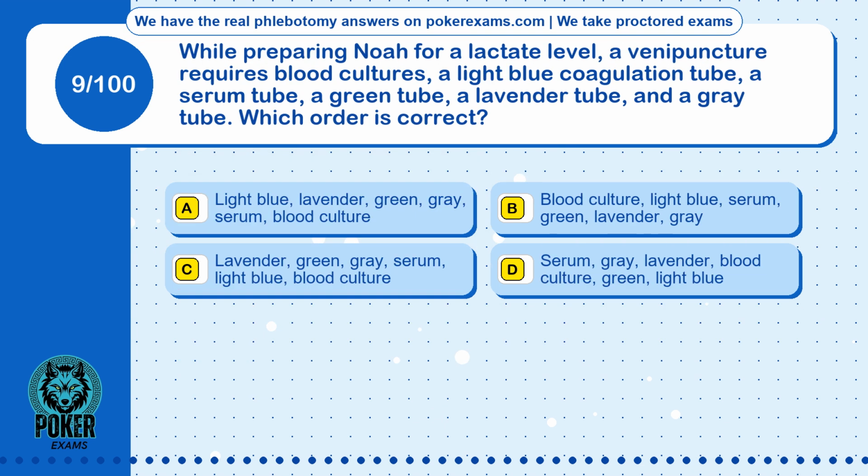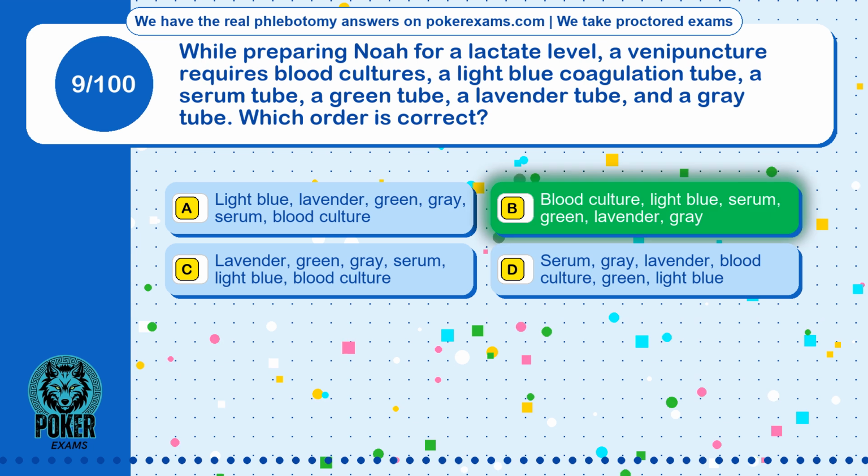Question 9. While preparing for a lactate level, a venipuncture requires blood cultures, a light blue coagulation tube, a serum tube, a green tube, a lavender tube, and a gray tube. Which order is correct? Option A. Light blue, lavender, green, gray, serum, blood culture. Option B. Blood culture, light blue, serum, green, lavender, gray. Option C. Lavender, green, gray, serum, light blue, blood culture. Option D. Serum, gray, lavender, blood culture, green, light blue.